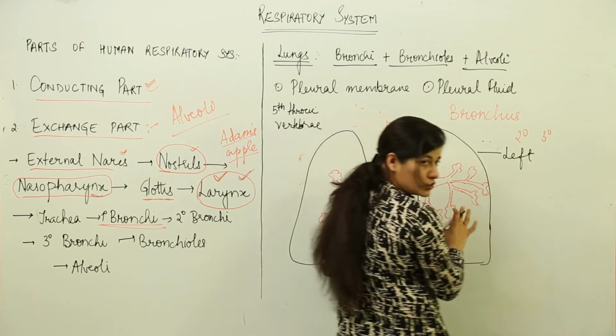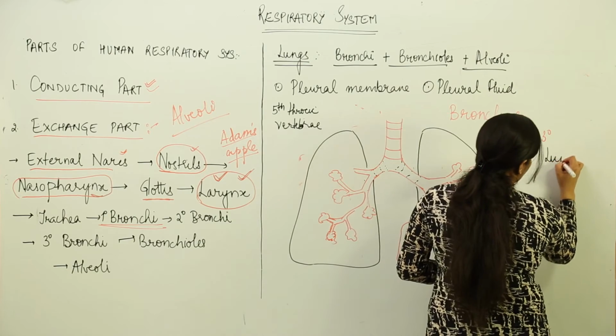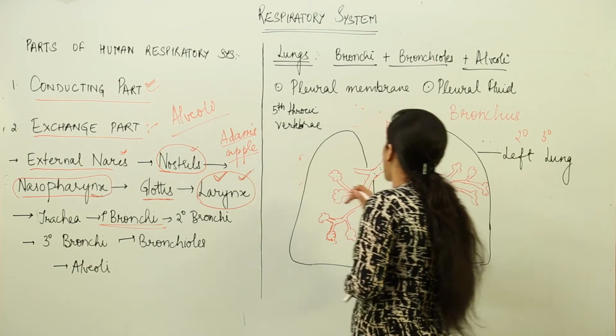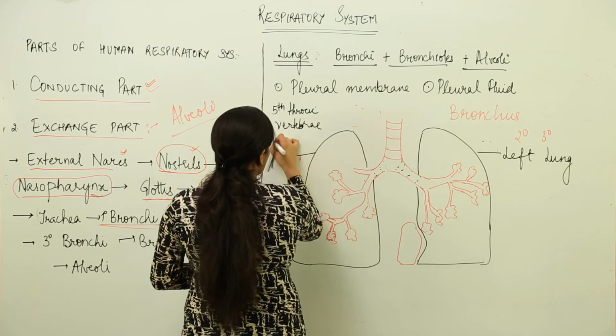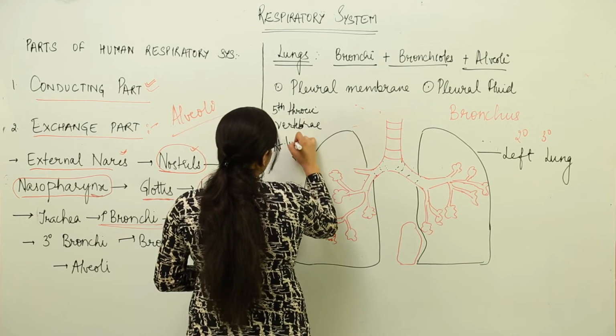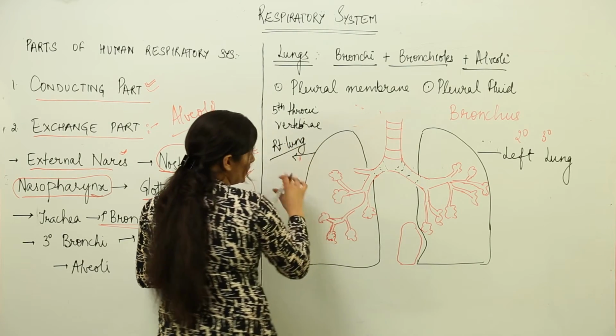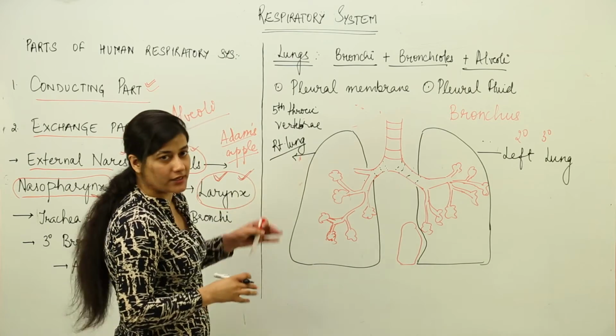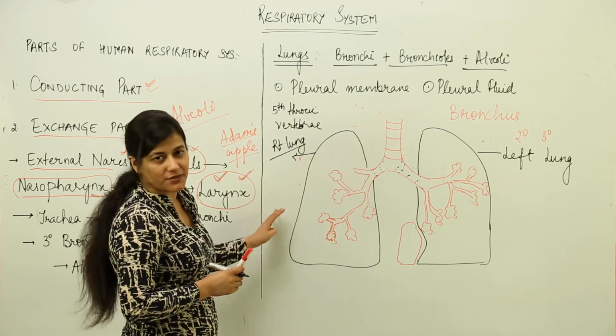It has 2 lobes. Please remember, the left lung is smaller in size as compared to the right lung which has 3 lobes. I hope I am clear with what I am trying to explain, that there are two parts in the respiratory system.